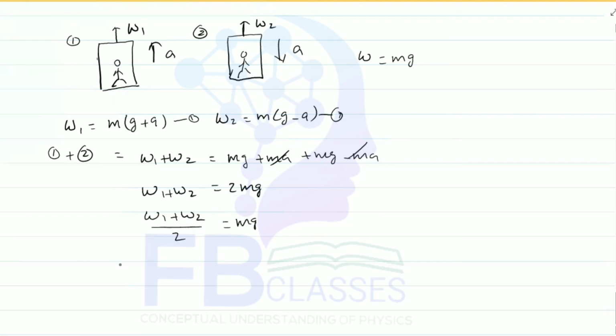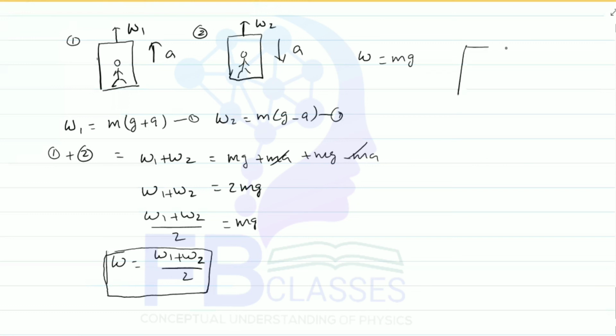So 2, I send this side, it will come in the denominator. So what is the value of mg? mg is nothing but W. So W is equal to (W1 plus W2) upon 2. That is the answer. Do you understand now?